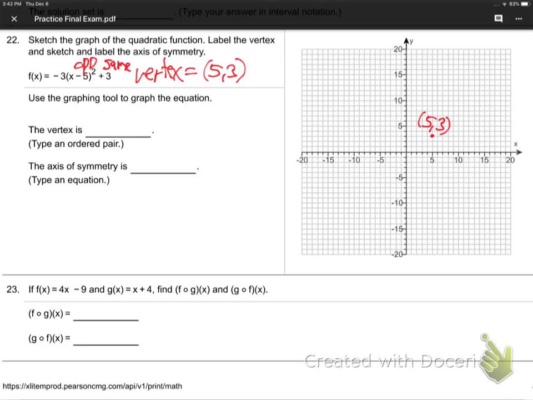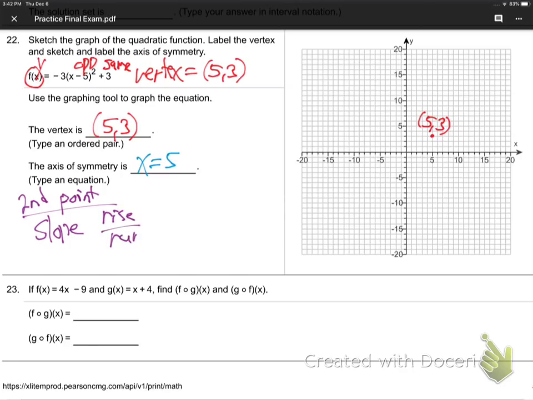Now, remember, f of x, that's y. So where does the thing go from here? The vertex here is 5, 3. The axis of symmetry is the line x equals 5. It's this line. Well, we'll do that in a minute. Let me hold off on that. How do we get the rest of the graph now? To get the rest of the graph, we need a second point. Remember how we always get that second point? It's the slope, and it's rise over run.